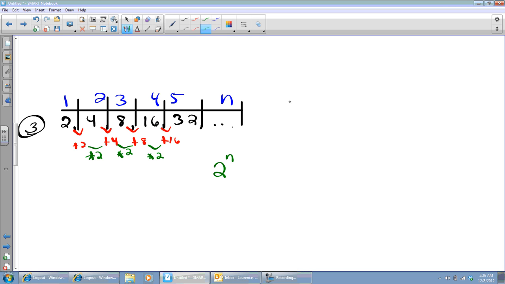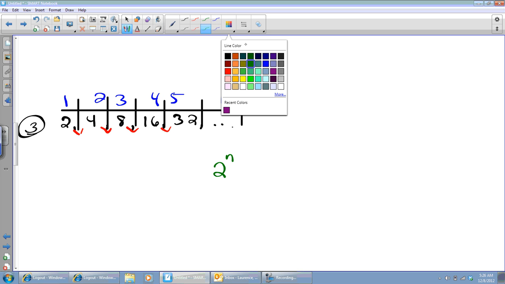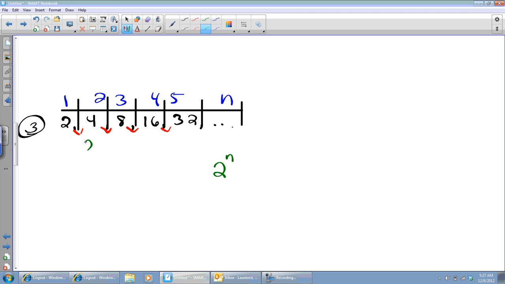And I can show you why. Let me move this stuff out of my way. Do you know another way to write the number 4? You should. I'll bet you Austin could tell us that 4 is the same as 2 times 2, or better yet, it's 2 to the second power. 8 could be 2 times 2 times 2, or 2 to the third power. 16 could be 2 to the fourth power. That would make 2 2 to the first power. And then 32 would be 2 to the fifth.